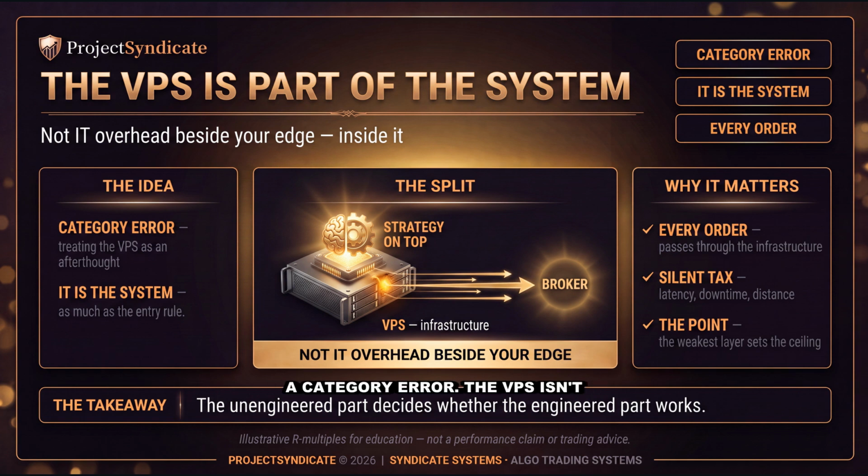That's a category error. The VPS isn't IT overhead sitting beside your trading system. It is part of your trading system as much as the entry rule or the risk model. Every order your algorithm sends passes through that infrastructure, and any weakness in it, latency, downtime, distance from the broker, silently taxes or breaks your edge. The part nobody engineers is the part that quietly decides whether the engineered part ever gets to work.